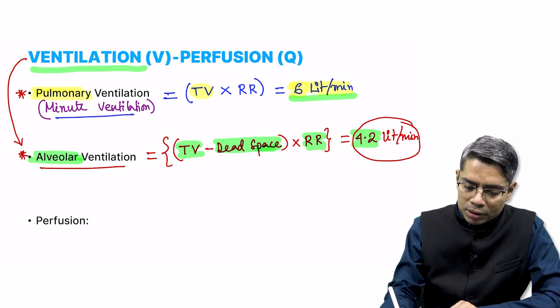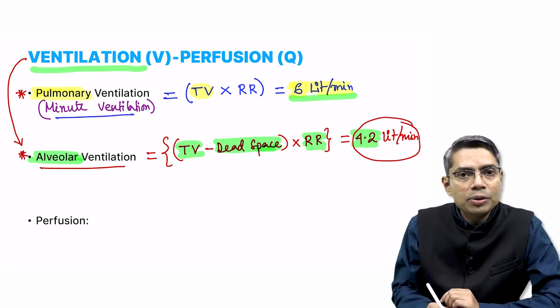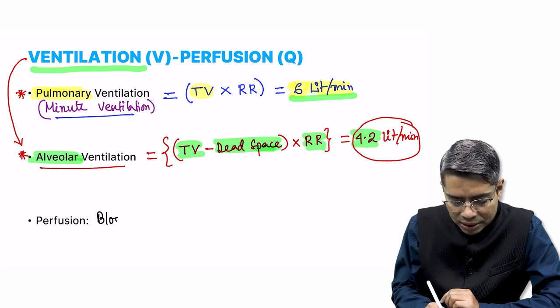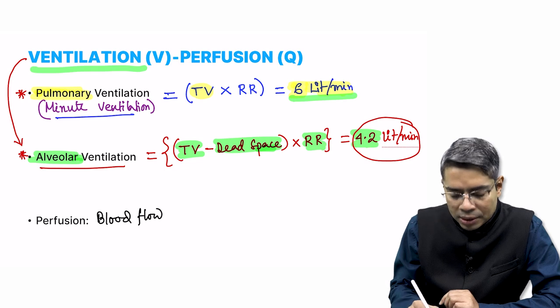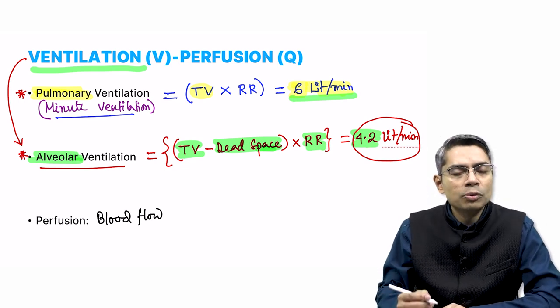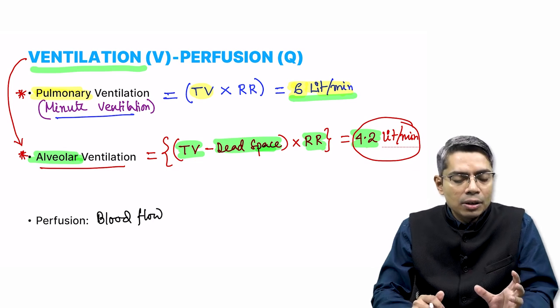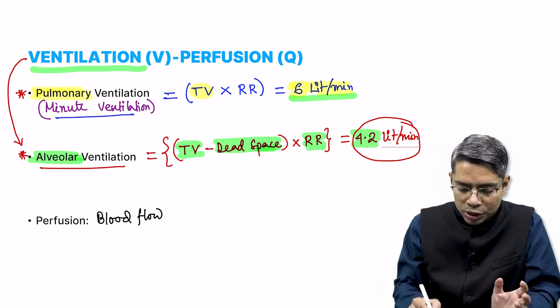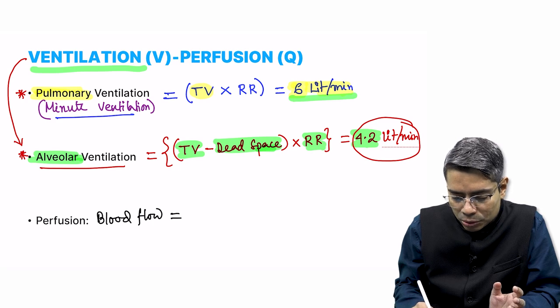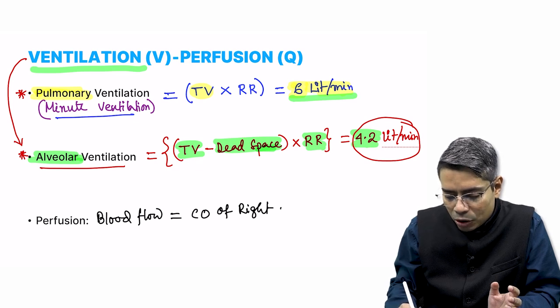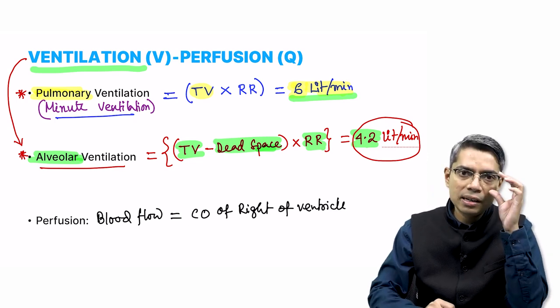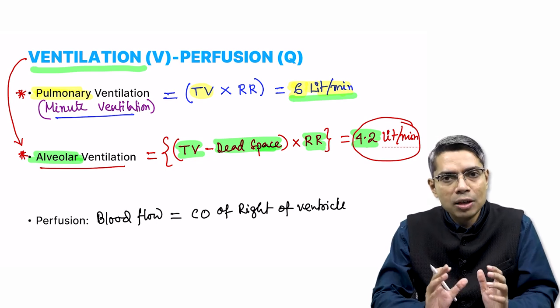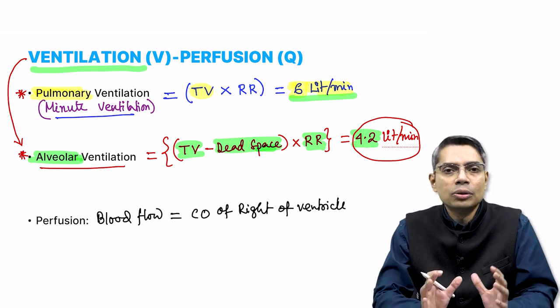Now whenever we talk about the perfusion of the lung, perfusion means the blood flow at the level of the lung. We all know that it is the right ventricle which is pumping blood, and that blood is entering the lung, which means the perfusion or the blood flow of the lung is equal to the cardiac output of the right ventricle. So whatever blood is ejected by the right ventricle in 1 minute, all the volume of the blood has to pass through the lung, because lung has no autoregulation.